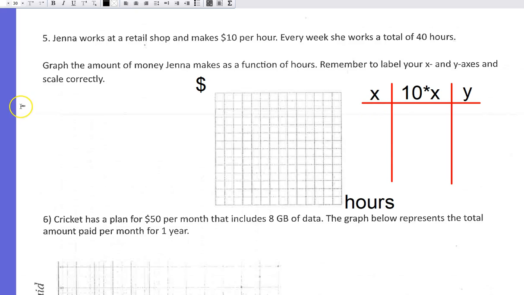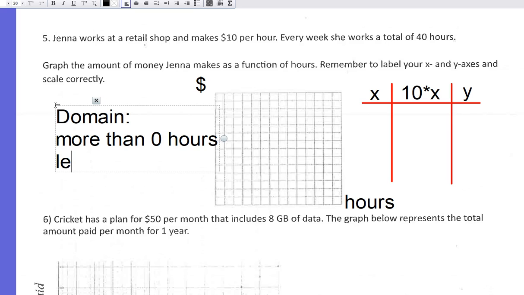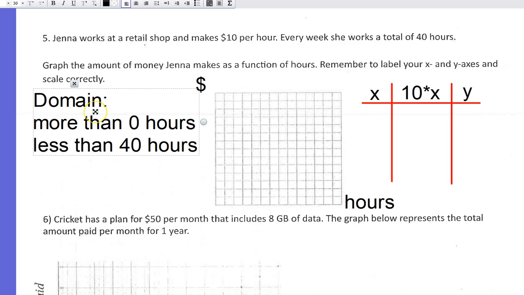She works a total of 40 hours, so that means that the domain is more than 0 hours, less than 40 hours. She's only going to work 40 hours because if you work more than 40 hours a week, that's called overtime. So the numbers down here, don't say that she works 100 hours because if she worked 100 hours a week, she'd die. Well, I don't know. So the numbers down here, I'm going to go 0, 10, 20, 30, 40.